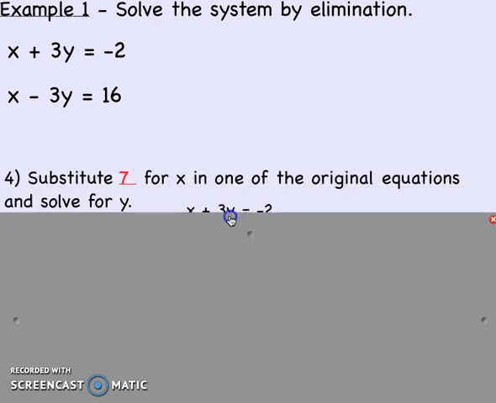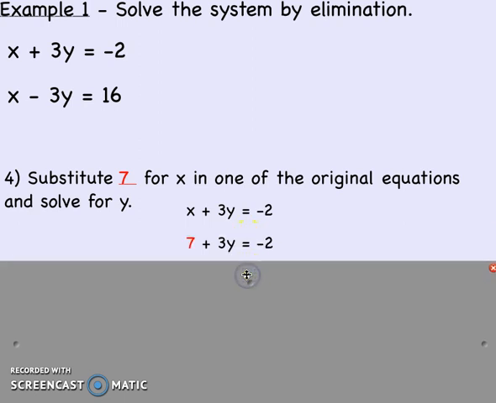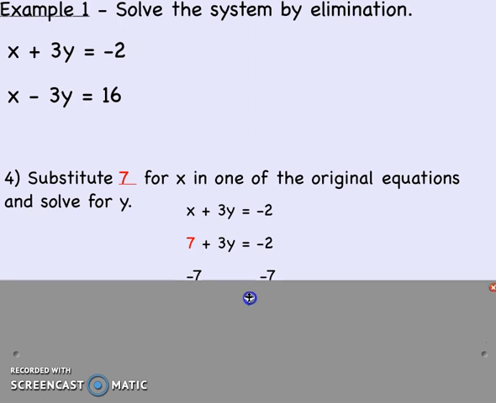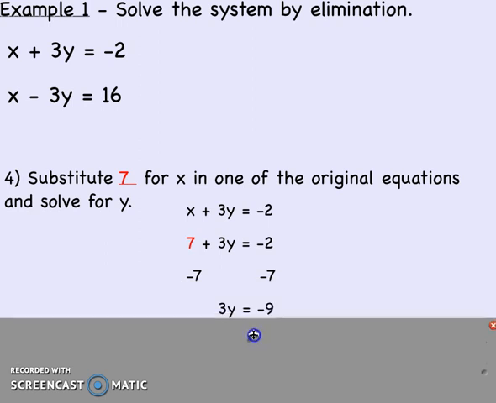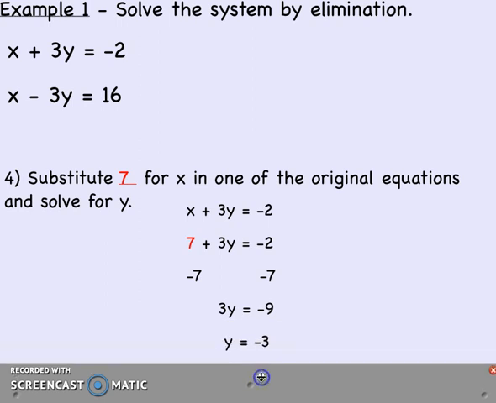I've chosen to substitute 7 for x in the first equation, x plus 3y equals negative 2. You could substitute it into the second equation and you should still get the same answer. So this becomes 7 plus 3y equals negative 2. I subtract 7 on both sides. I'm left with 3y equals negative 9. I'll divide by 3 on both sides, and that gives me y equals negative 3. I should show that I divided by 3 on both sides here.